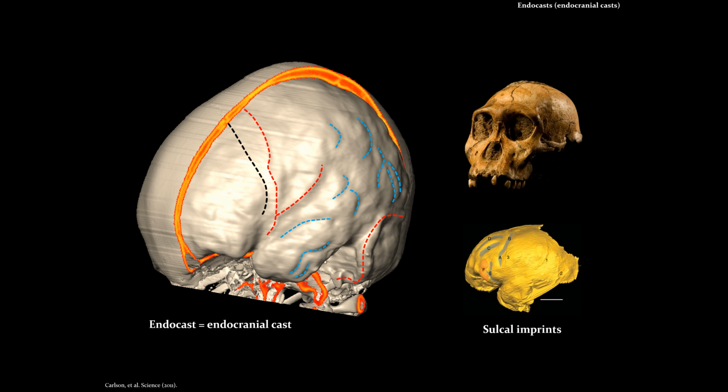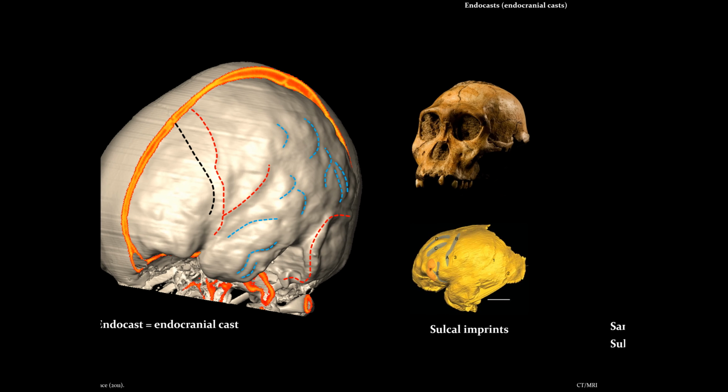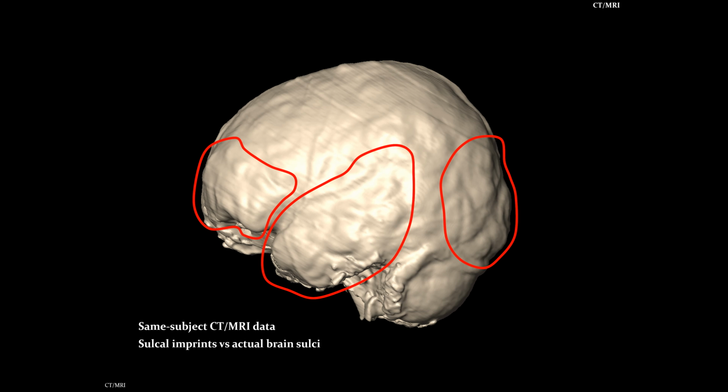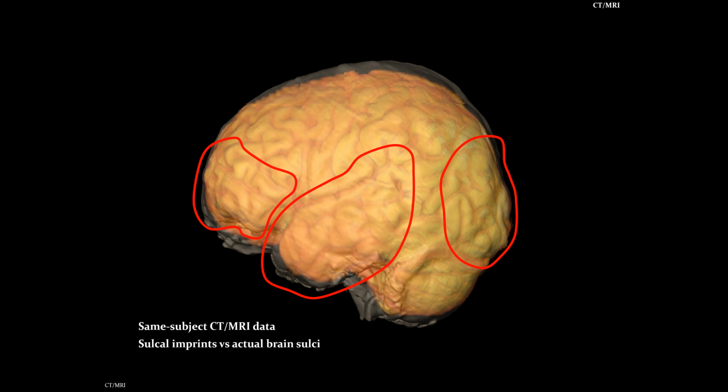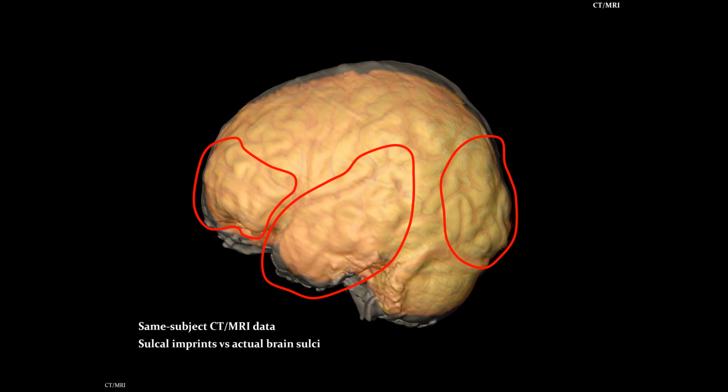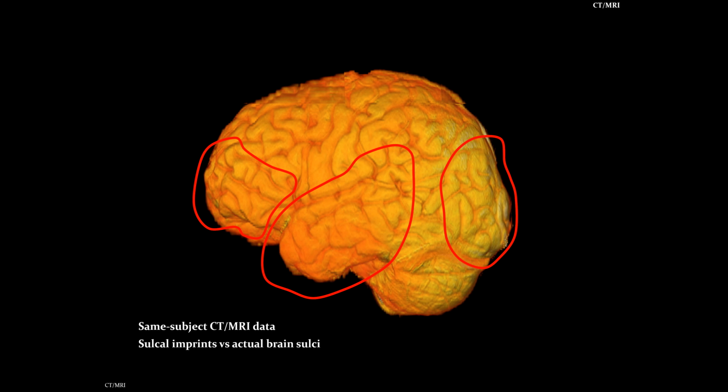So, how valid is this method? Can we trust all these findings? Here we see CT and MRI data of the same subject. This is a human. We're going to compare so-called imprints and the actual brain sulci. So here we have a brain obtained from MRI, and here we see the endocast obtained from CT. Now, these images will go back and forth a few times, so please pay attention to the areas highlighted in red. As you see, there is a striking correspondence in a few regions, and this happens often enough in different specimens. So, endocasts do reflect the external morphology of the brain.